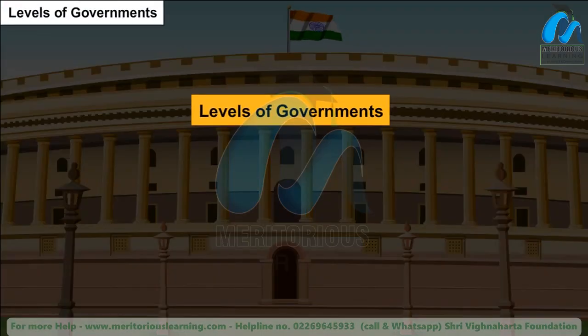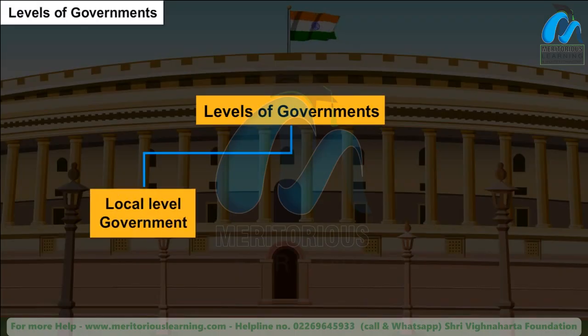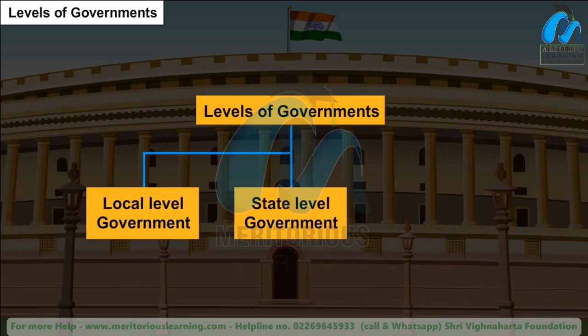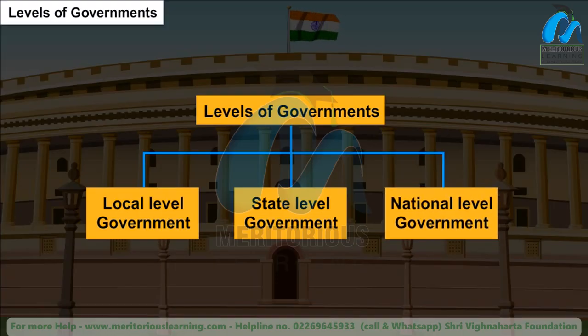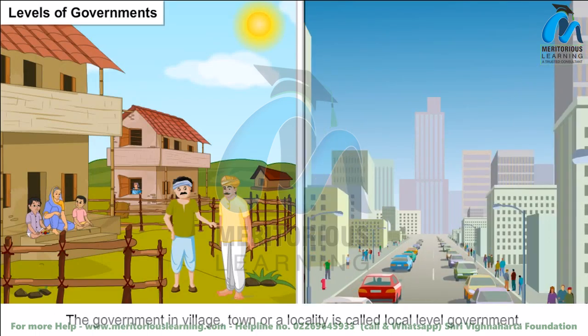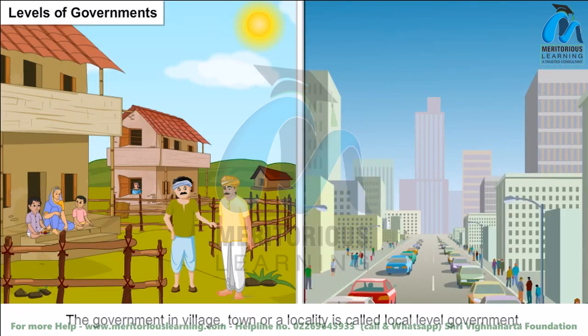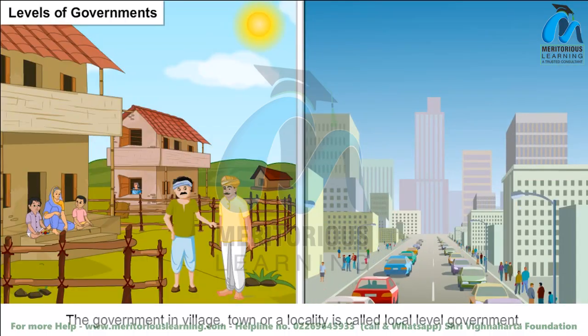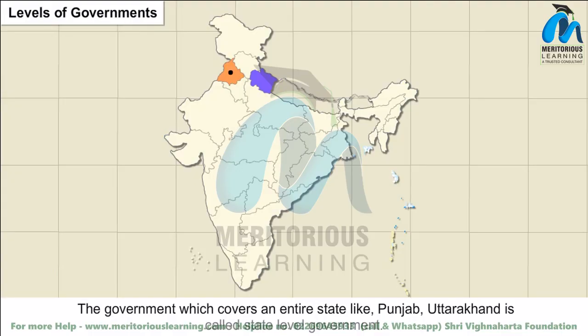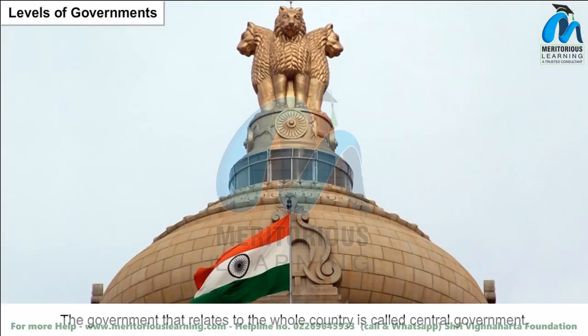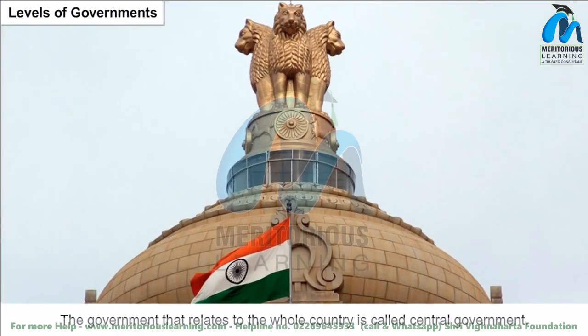Levels of government. The local level government, the state level government, the national level government. The government in a village, town or a locality is called local level government. The government which covers an entire state like Punjab or Uttarakhand is called state level government. The government that relates to the whole country is called central government.